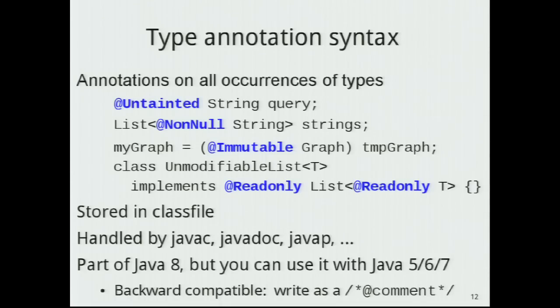The last declaration there is a better declaration of the JDK's built-in unmodifiable list. What you'd really like to say is not that it implements list of t, but that it implements read-only list of read-only t. You can read but can't modify the list, and you can read but not modify the elements in it. These new annotations on types are stored in the class file. They're handled by tools like JavaC and JavaDoc. And this is such a compelling use case that it's a built-in part of Java 8.